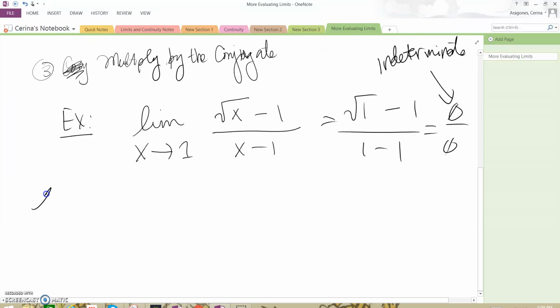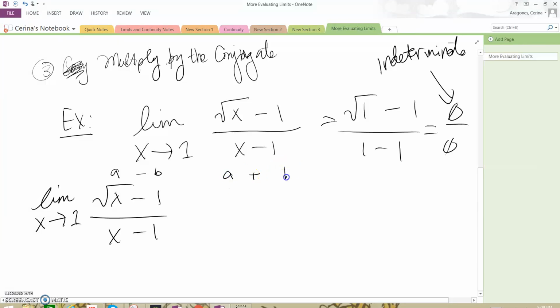This doesn't tell us anything, so we have to try a different method. So one way you can do this is to multiply this function by its conjugate. The conjugate of a function a minus b is a plus b. So square root of x is the a term, and 1 is the b term, as you guys can see. And we just change the operation in between to the opposite operation.